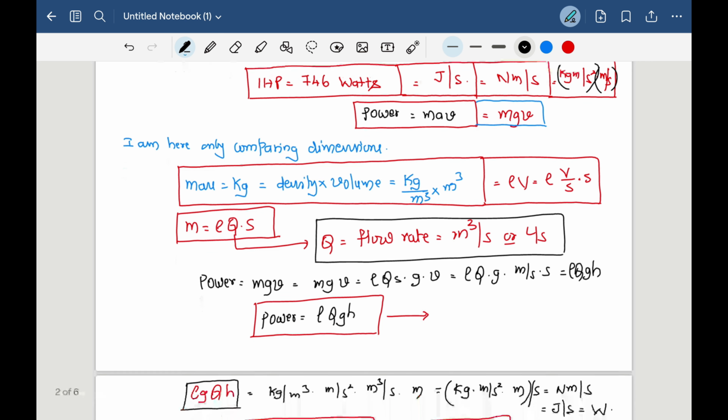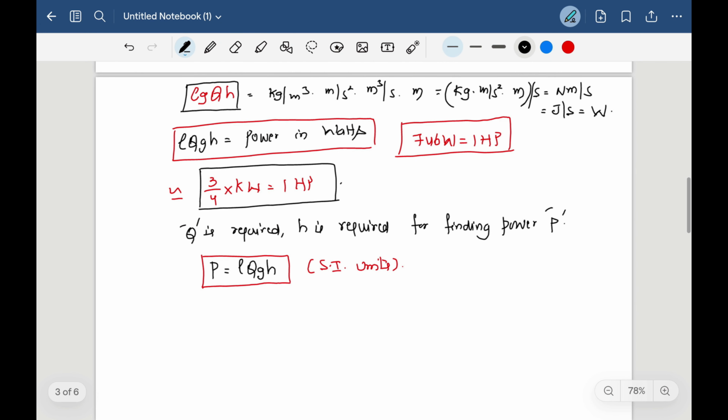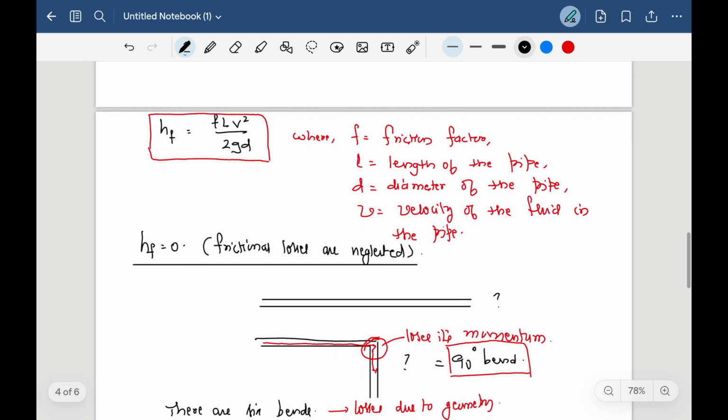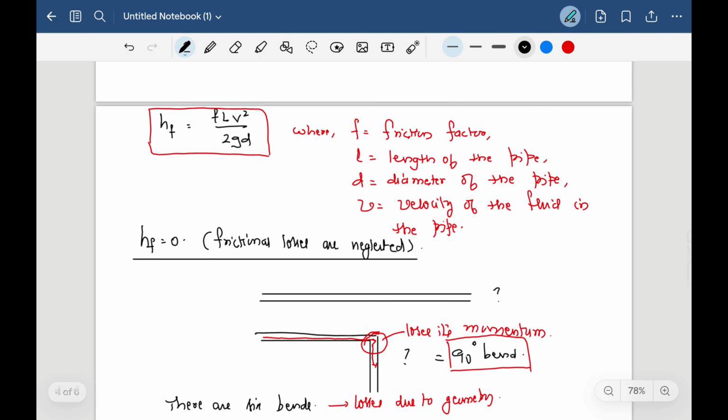We have derived rho QGH, and from there we have got the units, and we got that 3/4 of a kilowatt is equal to 1 HP. 746 watts is equal to 1 HP. Please remember this. And power is equal to rho QGH in SI units, when rho is in kg per cubic meter, Q is in cubic meter per second, G is in meter per second square, and H is in meters. Is rho QGH valid under all the circumstances in a pump design?